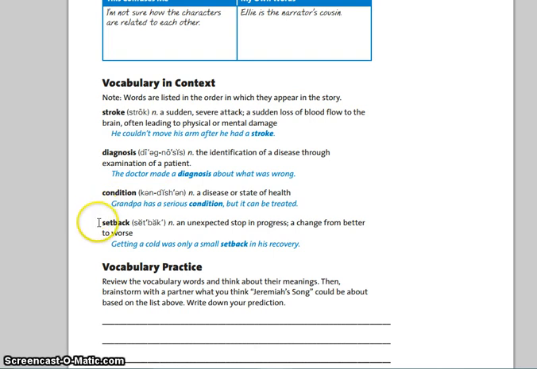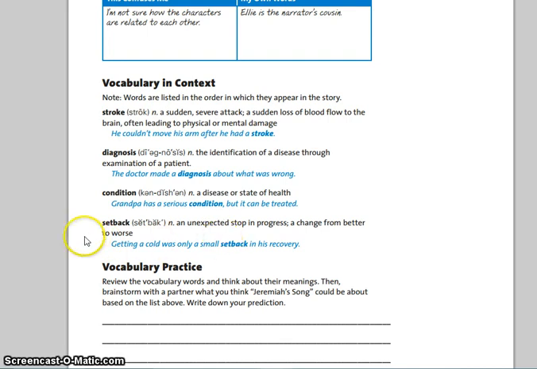And our fourth vocabulary word is setback. It is also a noun. It's an unexpected stop in progress, a change from better to worse. The sentence says getting a cold was only a small setback in his recovery.